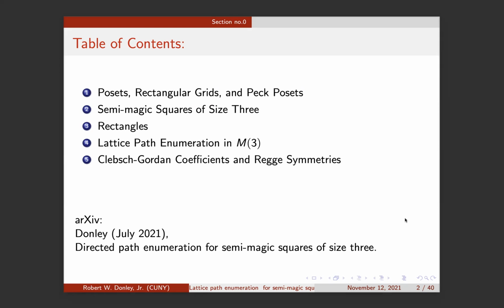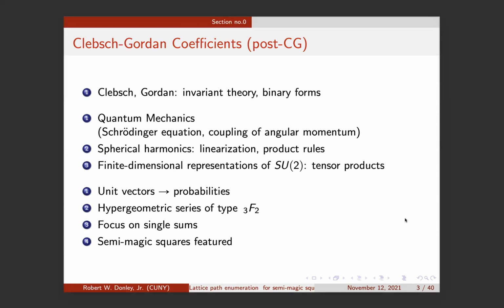Okay, so let's take a look. Another overview. To put things in historical context first, Clebsch-Gordan coefficients. Clebsch and Gordan did their work in classical invariant theory, specifically with binary forms. And that leads into Hilbert's work on modules. The theory makes a resurgence with quantum mechanics. Solving Schrodinger's equation brings in spherical harmonics and the atomic model of hydrogen.